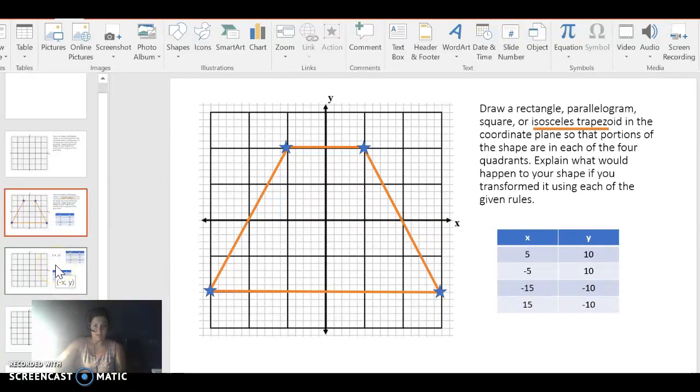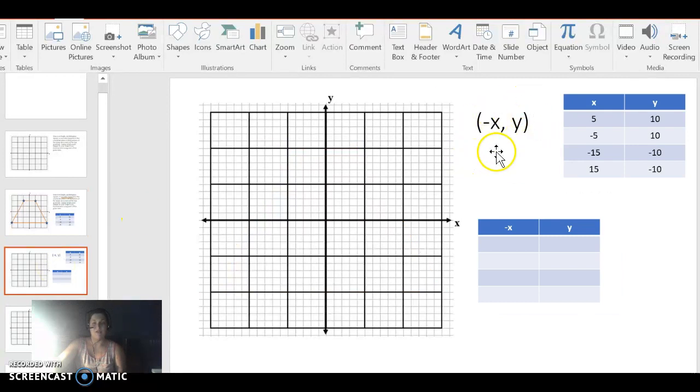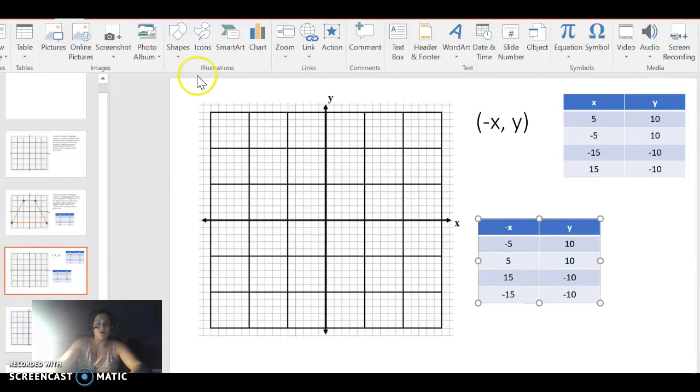Okay. And then the task says to perform these transformations. So the first one it says to do is -x, y, and explain what happens. So let's see. In order to do that, I need to actually find out what the new coordinates would be. So -x, or opposite of x. So the first point will become -5, 10. The next one will become +5, 10. +15, -10. Notice y stays the same. And then -15, -10. And then draw that figure.